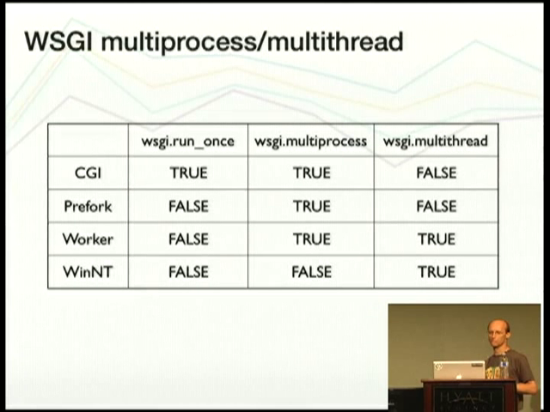Another way of determining the specific process architecture in use is by consulting the multiprocess and multithread attributes passed in the WSGI environment with each request. Neither of these, though, will actually tell you how many processes or threads are in use. For that, you need to start looking at the Apache configuration itself.